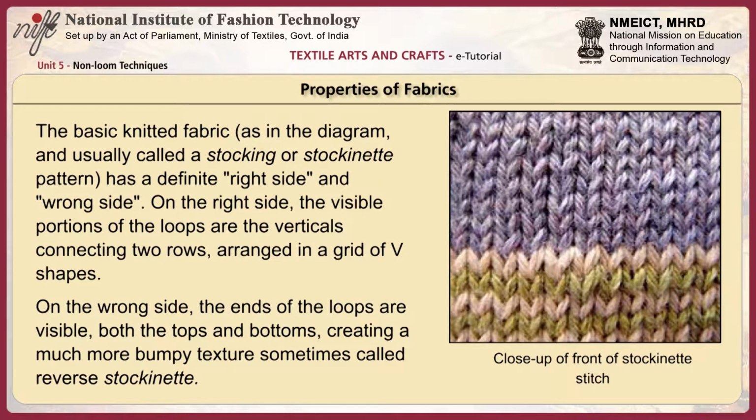The basic knitted fabric, as in the diagram and usually called a stocking or stockinette pattern, has a definite right side and wrong side. On the right side, the visible portions of the loops are the verticals connecting two rows arranged in a grid of V shapes. On the wrong side, the ends of the loops are visible, both the tops and bottoms, creating a much more bumpy texture sometimes called reverse stockinette.